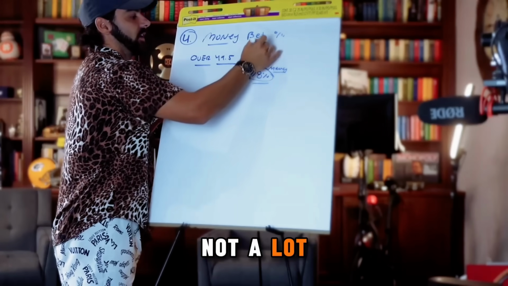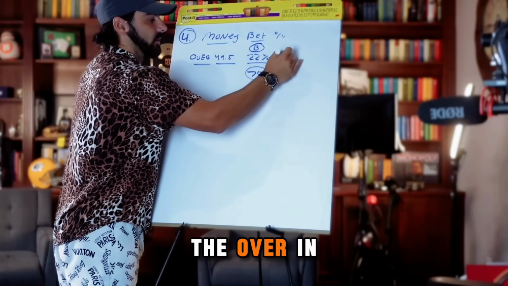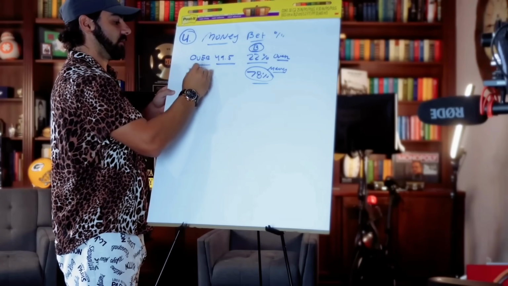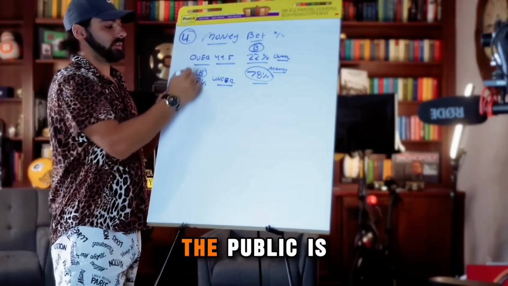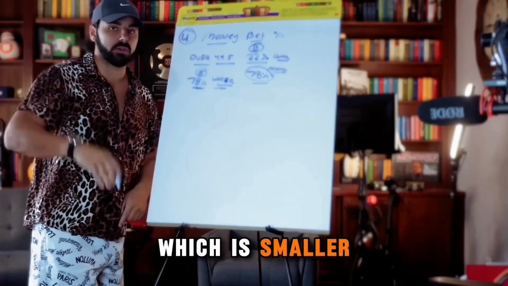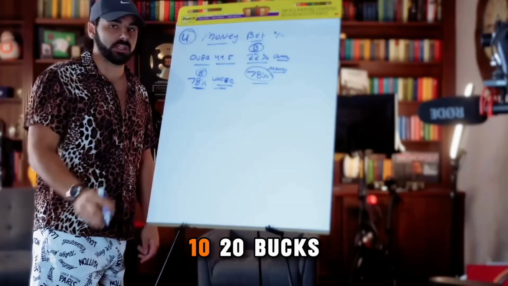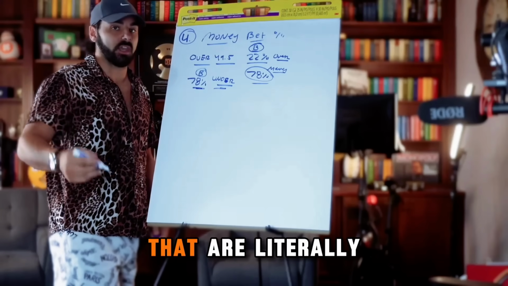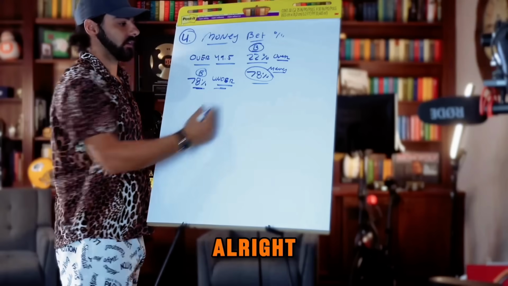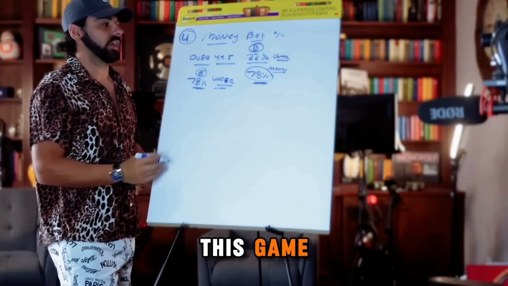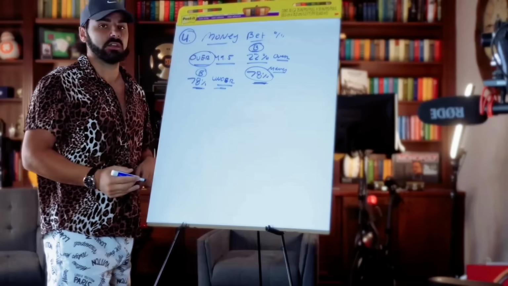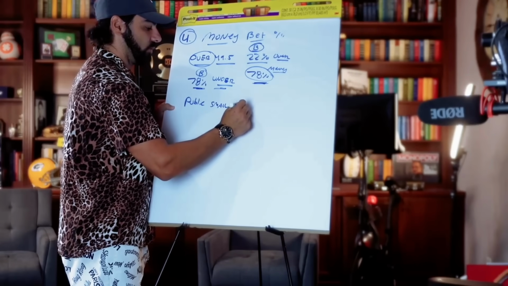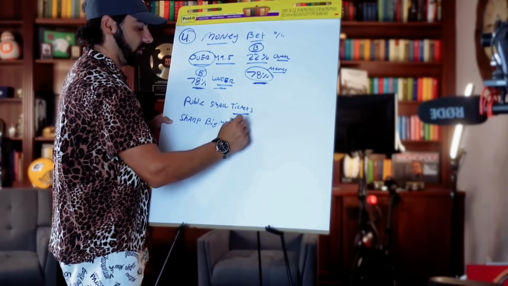This shows that not a lot of the public is looking at the over in this game, because on the contrary, you would see 78% of the bets being placed on the under. So that means the public is all over the under here, which is smaller tickets, tickets on parlays, people putting in 10, 20, 30 bucks because they want to watch the game. As in the money, people that are placing thousands of dollars, literally putting money up to win money, serious money, is being put on the over in this game. So that is the mixture that you want to see. You want to see the complete opposite, all right? You want to see the public and small tickets on one side, where the sharp, big money is on the opposite.